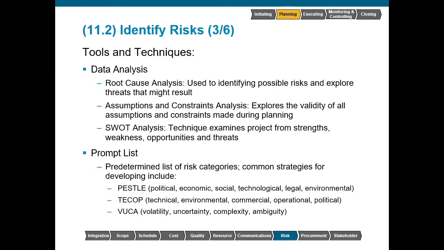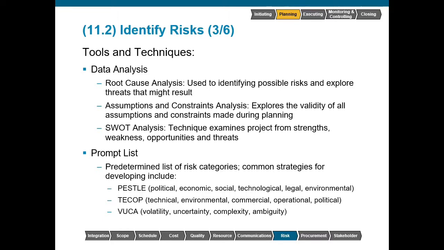We'll be doing a substantial amount of data analysis in this process. Root cause analysis is one means of identifying possible risk and exploring threats that might result from them. Assumptions and constraints analysis allows us to go back and look at all the things that we're taking for granted or holding to be true without a whole lot of evidence. Assumptions are a requirement for any type of predictive life cycle where we're trying to plan everything up front. However, these assumptions must have their validity tested, and these constraints must be evaluated further.